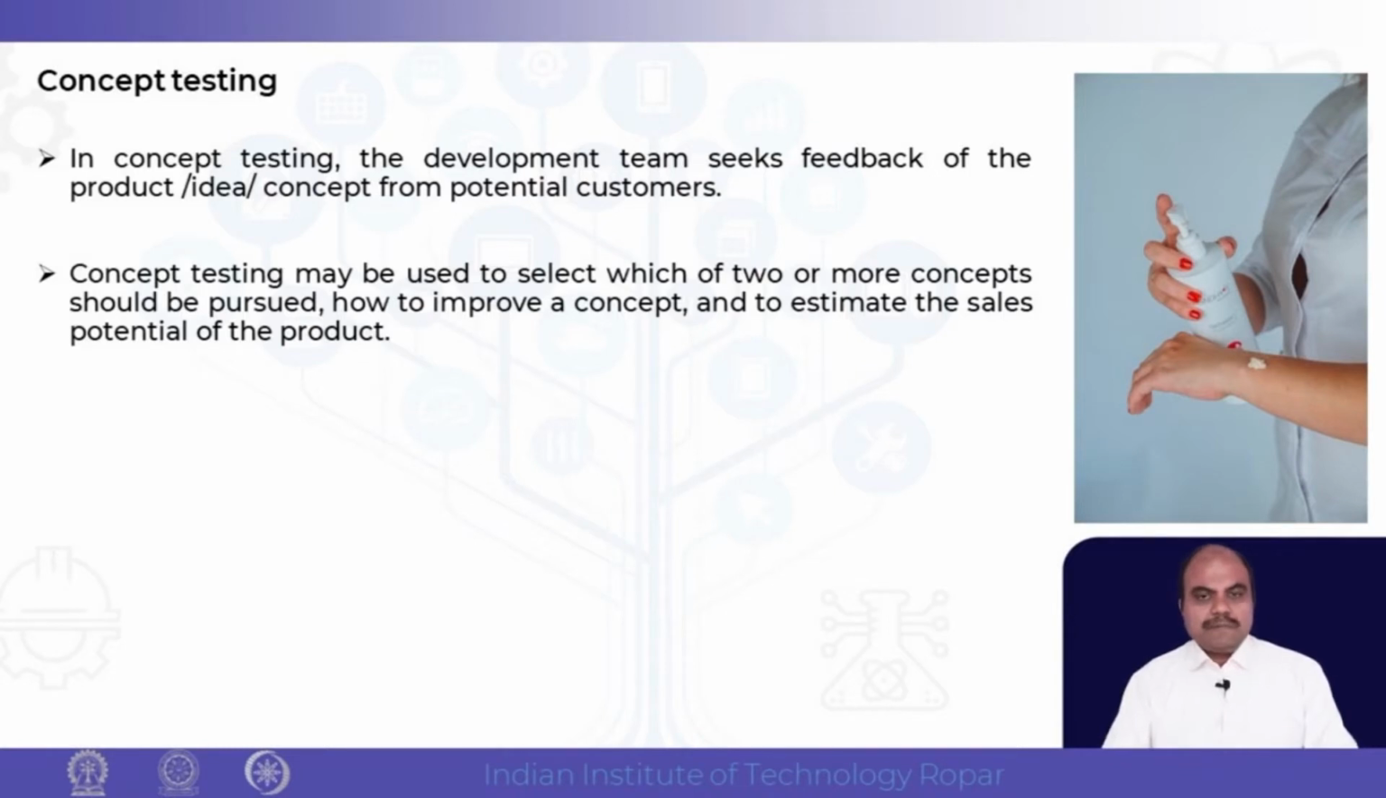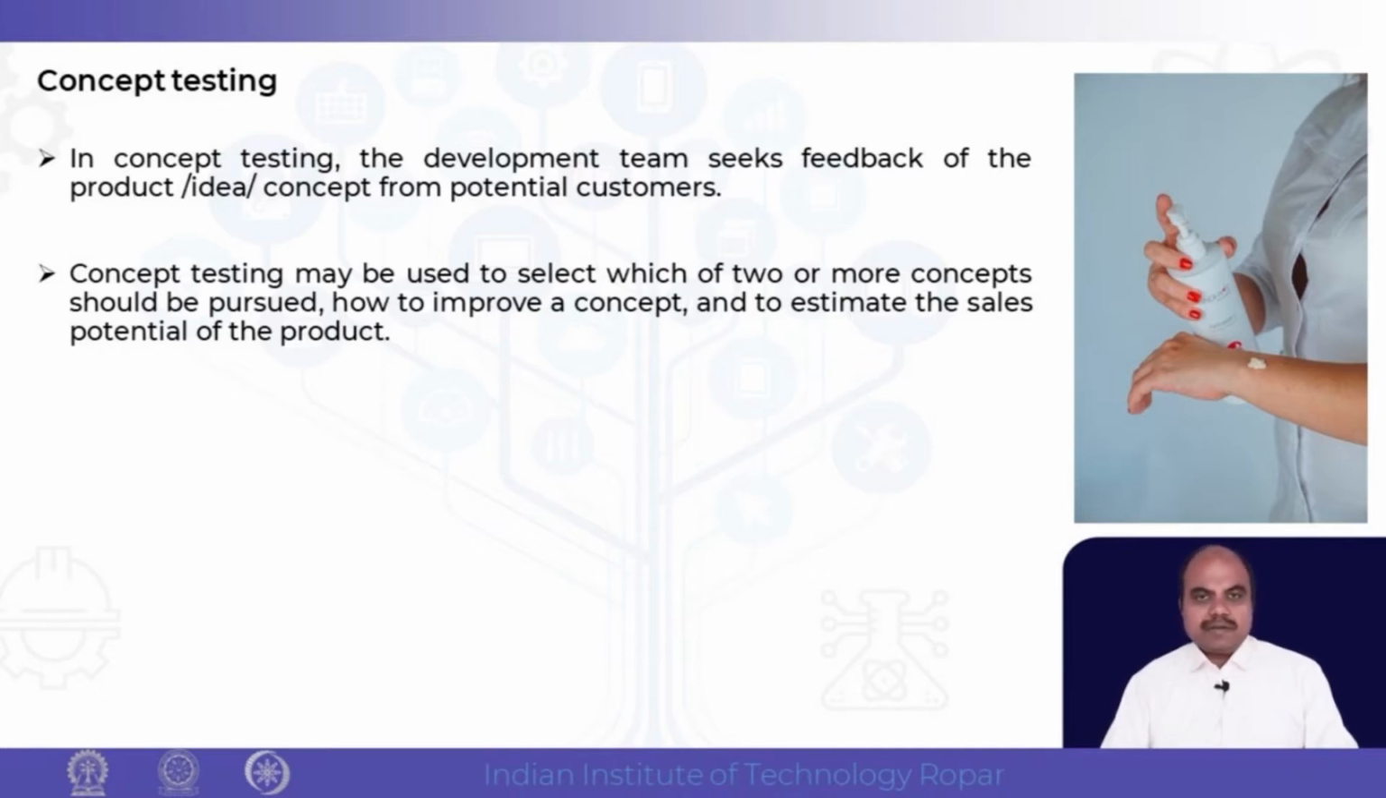So for that, what do we need to do? We need to take feedback from the user. In the concept testing phase, the development team, that is the designers, engineers and other managers, seek feedback on the product or the idea from potential customers. In general, they will make a mock-up, a virtual model, or maybe an actual or scale prototype. There are several ways to do it, but the main idea is to take feedback from the user and see whether they like the product or not.